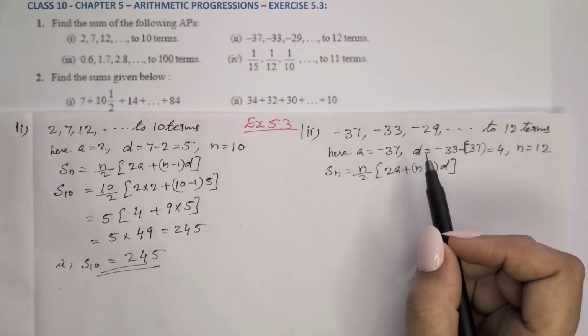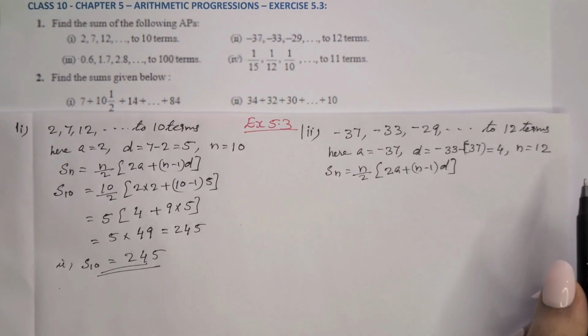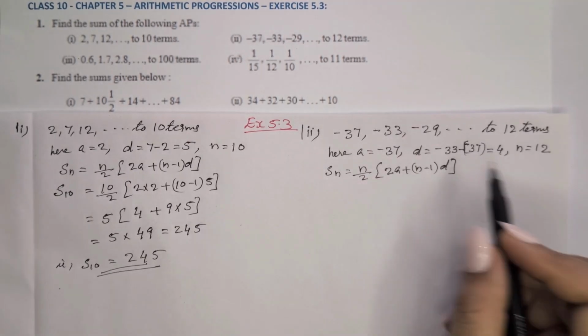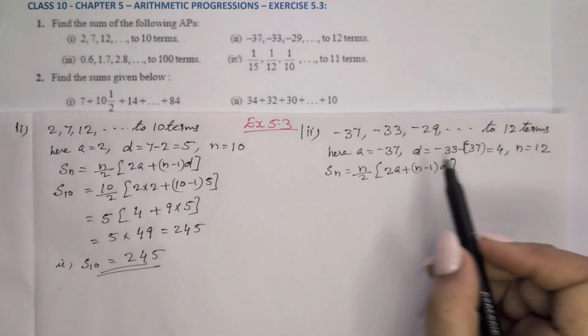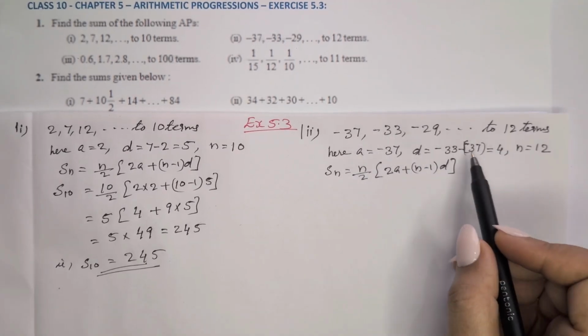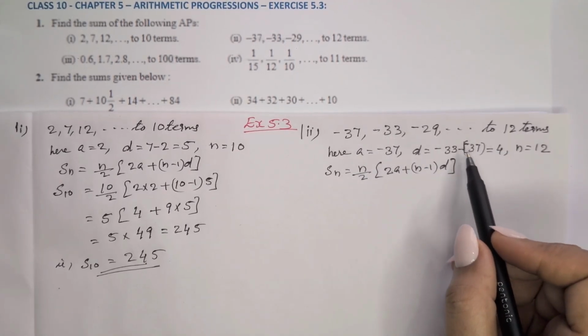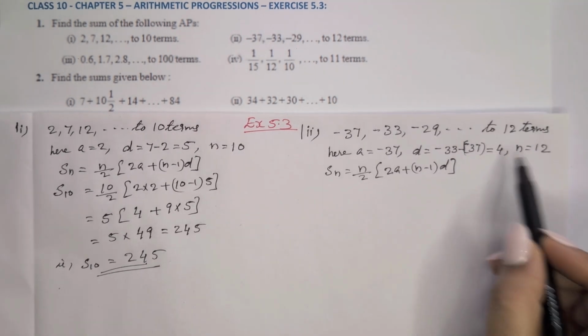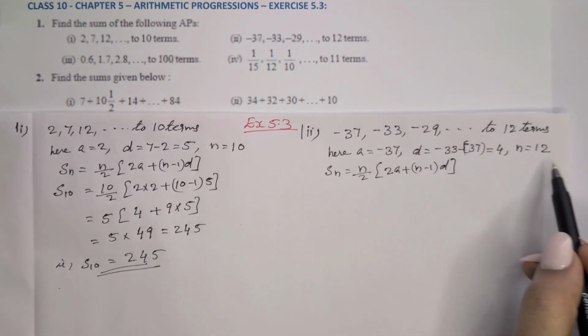Here minus 37, minus 33, minus 29, etc., to 12 terms. So a is equal to minus 37, d the common difference is equal to second term minus first term, minus of minus plus. So minus 33 plus 37, the difference, that is 4. Number n is equal to 12.